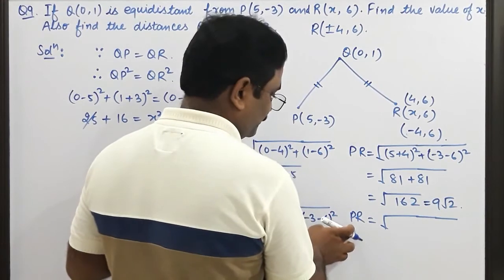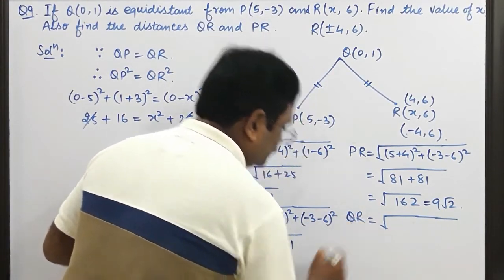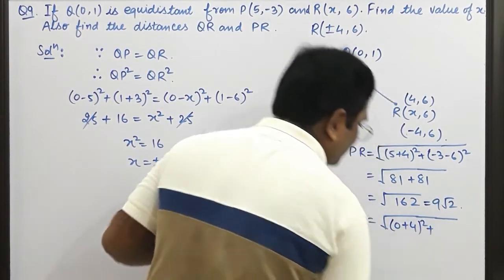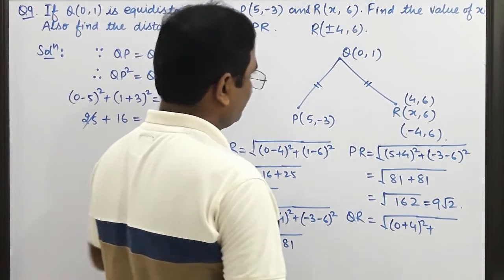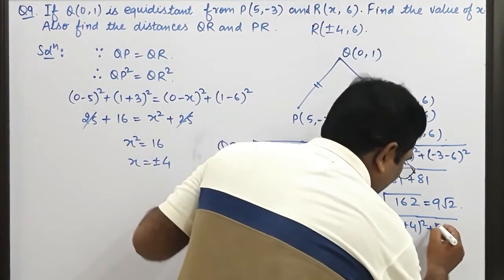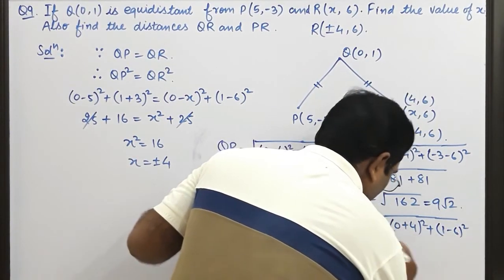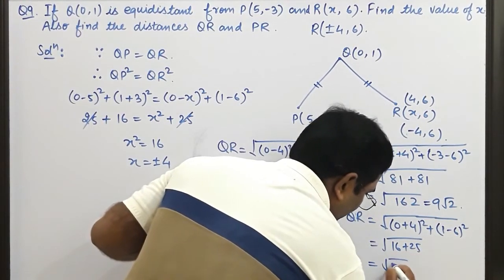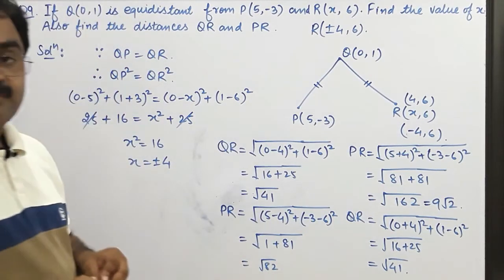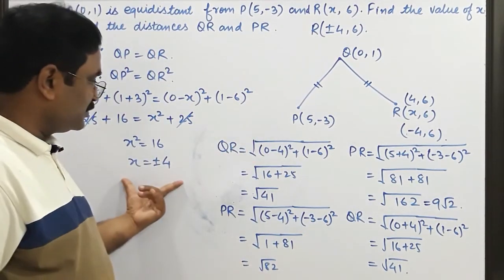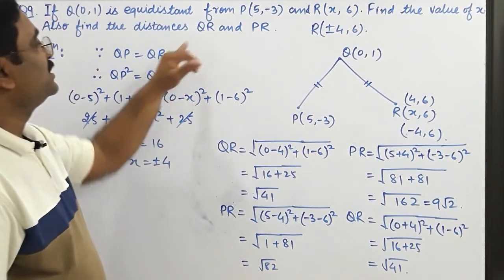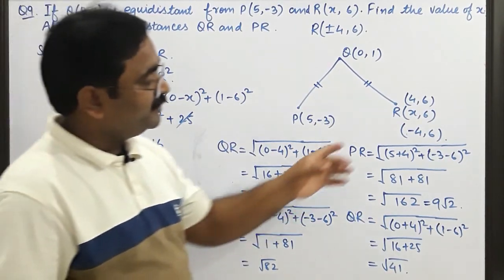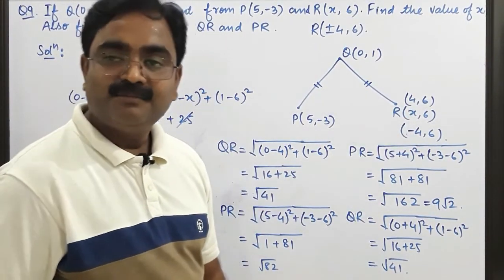Now we have to find out the measure of QR. QR is 0 minus minus 4 whole square plus 1 minus 6 whole square, that is square root 16 plus 25, which is under root 41. So after getting the value of x on the condition, we got these distances QR and PR. There are two values of QR and PR because of the two values of x, plus 4 and minus 4, right?